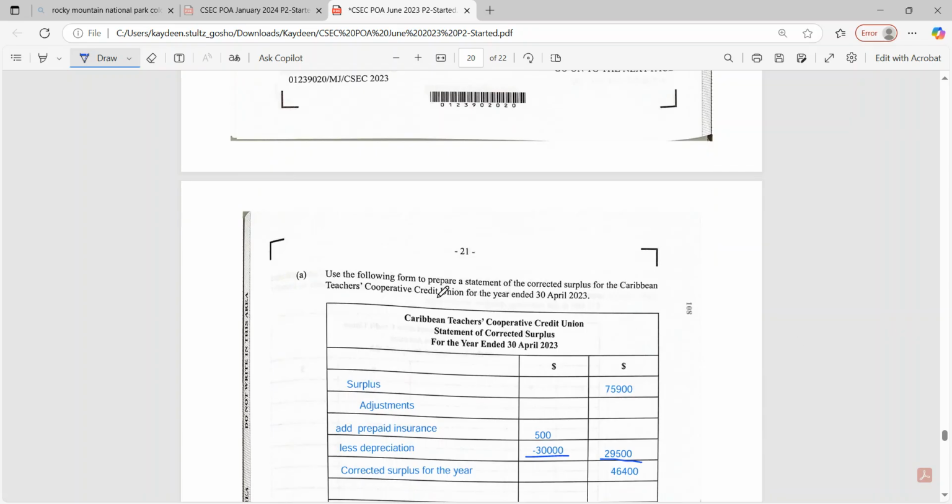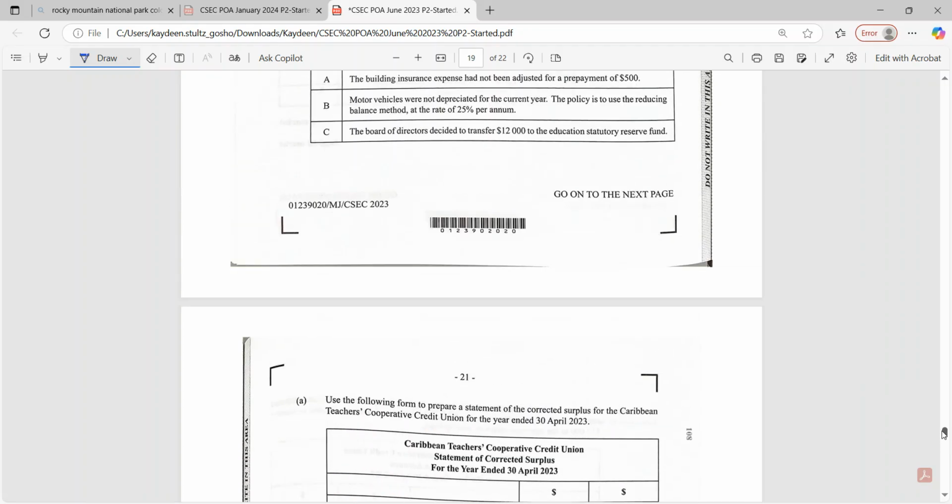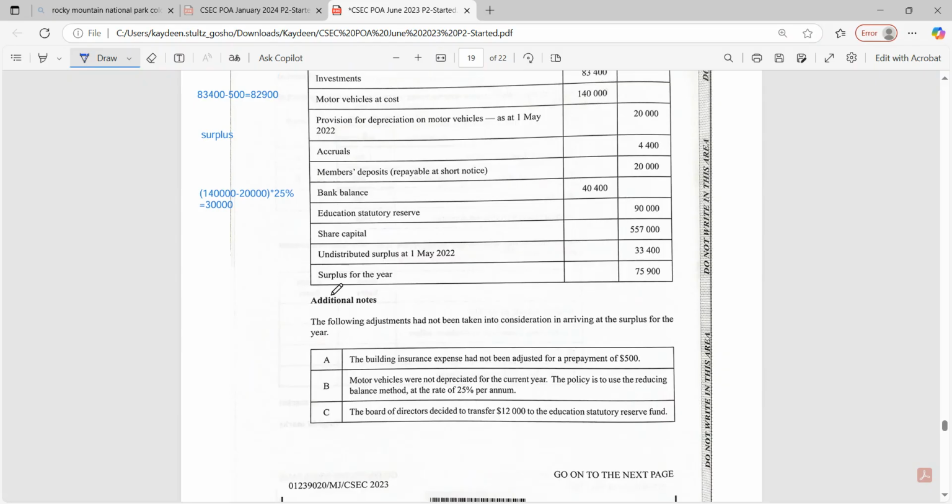So it says use the following form to prepare a statement of corrected surplus for the Caribbean Teachers Cooperative Credit Union for the year ended 30th of April 2023. So before we can do that, we need to read our notes. The following adjustments had not been taken into consideration in arriving at the surplus for the year.